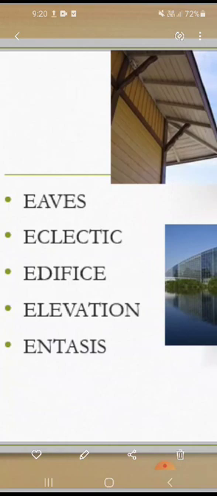Entasis is an outward or convex curve in the shaft of a column to counteract the optical illusion that gives the parallel sides an inward or concave structure. So the inclusion of an entasis makes the sides of the columns appear straight. This is one of the methods the Greeks used to counteract optical illusion.